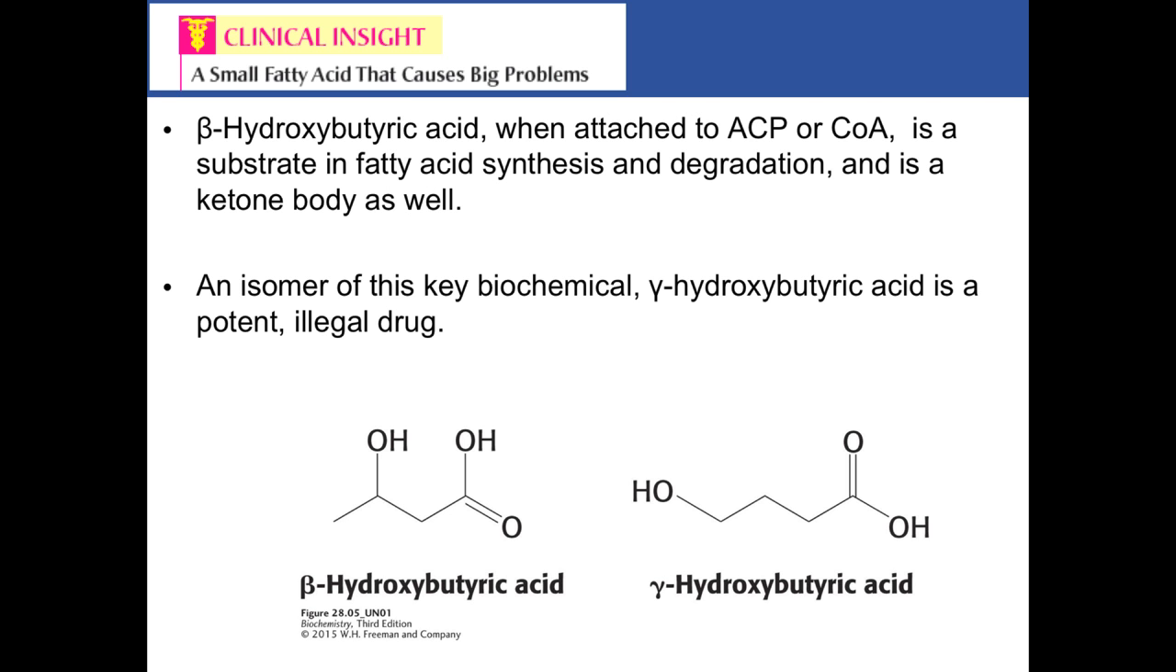Beta-hydroxybutyric acid, when it's attached to ACP or CoA, is a fatty acid. That's what it's used for in fatty acid synthesis and degradation. But it's also a ketone body, and there's an isomer of this that's a very potent and illegal drug, gamma-hydroxybutyric acid. I'm not actually familiar with this. Why don't we look that up real quick? I want to know what that is. I looked at this and didn't think much of it until I was standing up here going, hey, what is this? Look that up and see what that is.